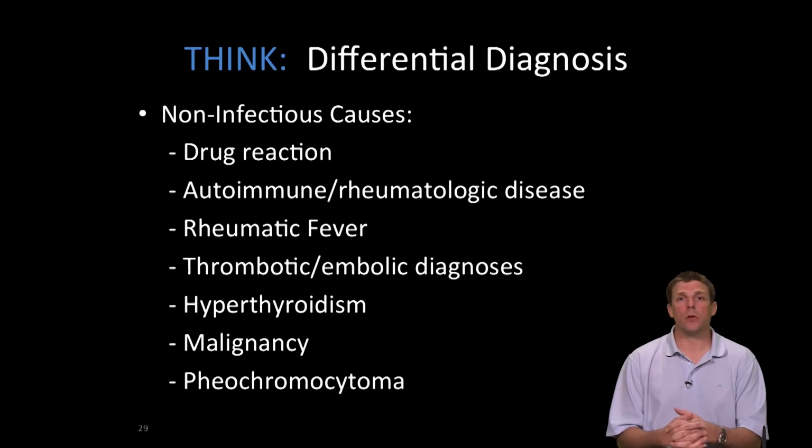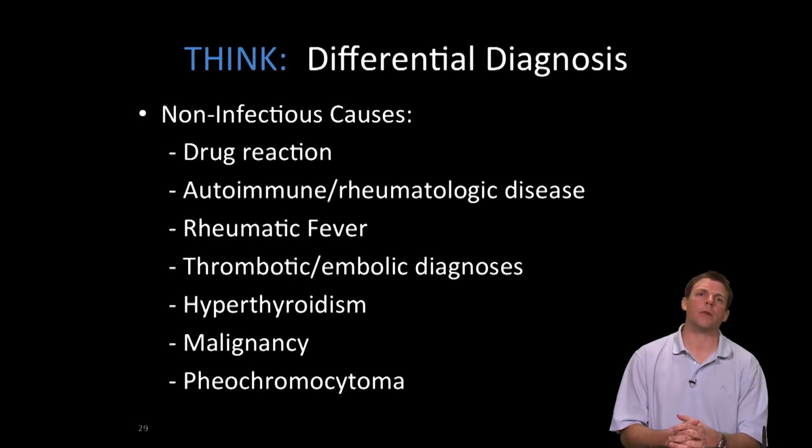Autoimmune or rheumatologic factors could contribute. Does this patient have lupus or rheumatoid arthritis? Does this patient have rheumatic fever? Do they have a history of rheumatic fever or a history of streptococcal infection? Does the patient have thrombotic or embolic diagnoses? So does the patient have a deep venous thrombosis or a pulmonary embolus?